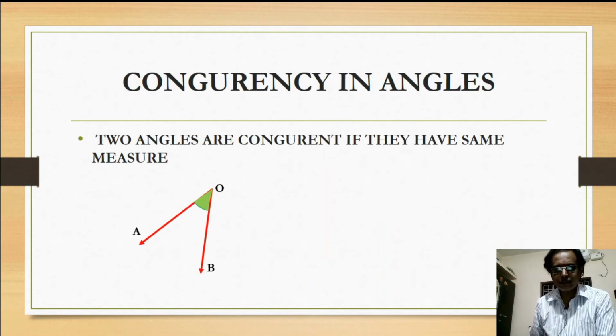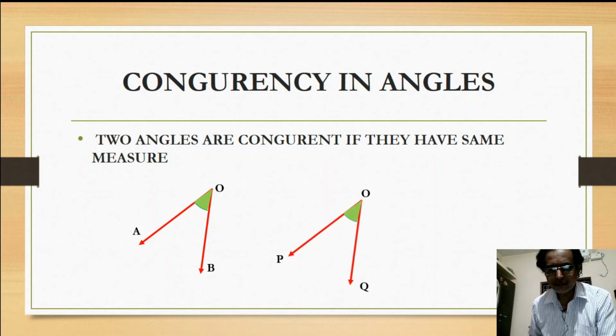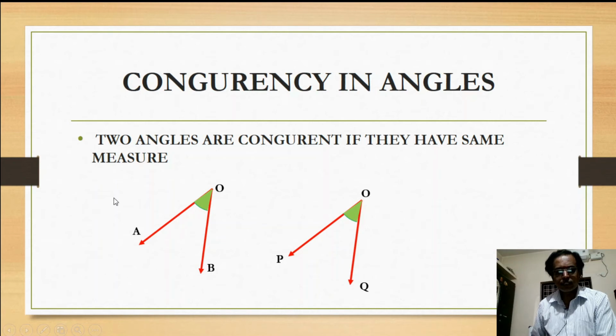Congruence in angles. Two angles are congruent if they have the same measure, angle AOB and angle POK. Let us suppose that these are 30 degrees, or 45, or 20, like that. Why? Because it seems to be an acute angle.